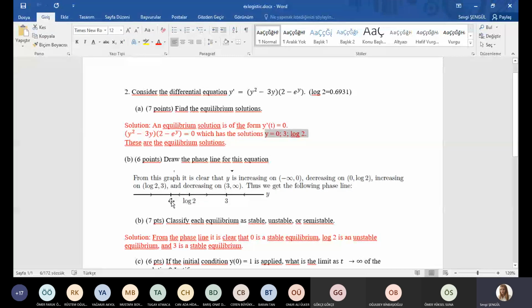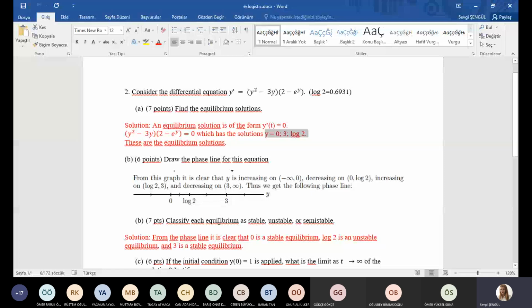0 is stable. And for logarithm 2, both are diverging from logarithm 2. So this is unstable. And for 3, again, both are approaching 3. Then it is also stable. So 0 and 3 are stable. Logarithm 2 is an unstable equilibrium.